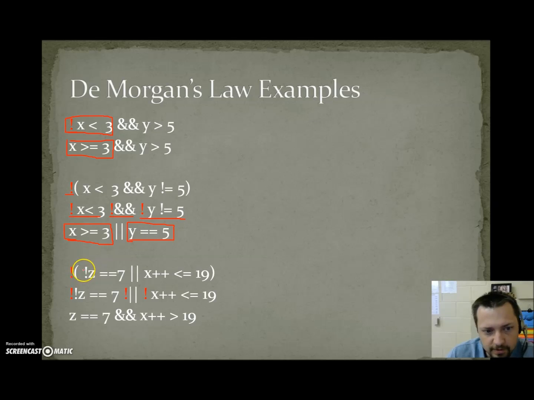Here, we made one that's a little bit longer. Well, it's about the same length. So we distribute the not. Remember, these will cancel. That's how I end up with z equal 7. Not or is and. The not is not affecting this x++. It's affecting the Boolean value. See, right here, less than or equal. So that's going to flip to a greater than or equal. The x++ is not affected because that's not a Boolean operation.